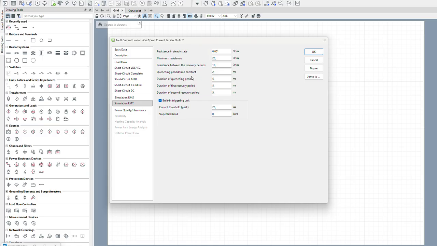And then here we have some specifications. We have the resistance in steady state. Without a fault, the resistance should be low so as not to have any power losses during the steady state. Here we have the maximum resistance. During the fault, after this value, if the fault current exceeds this one, then we will have this amount of resistance in the system. Then we will have the resistance during the recovery period.